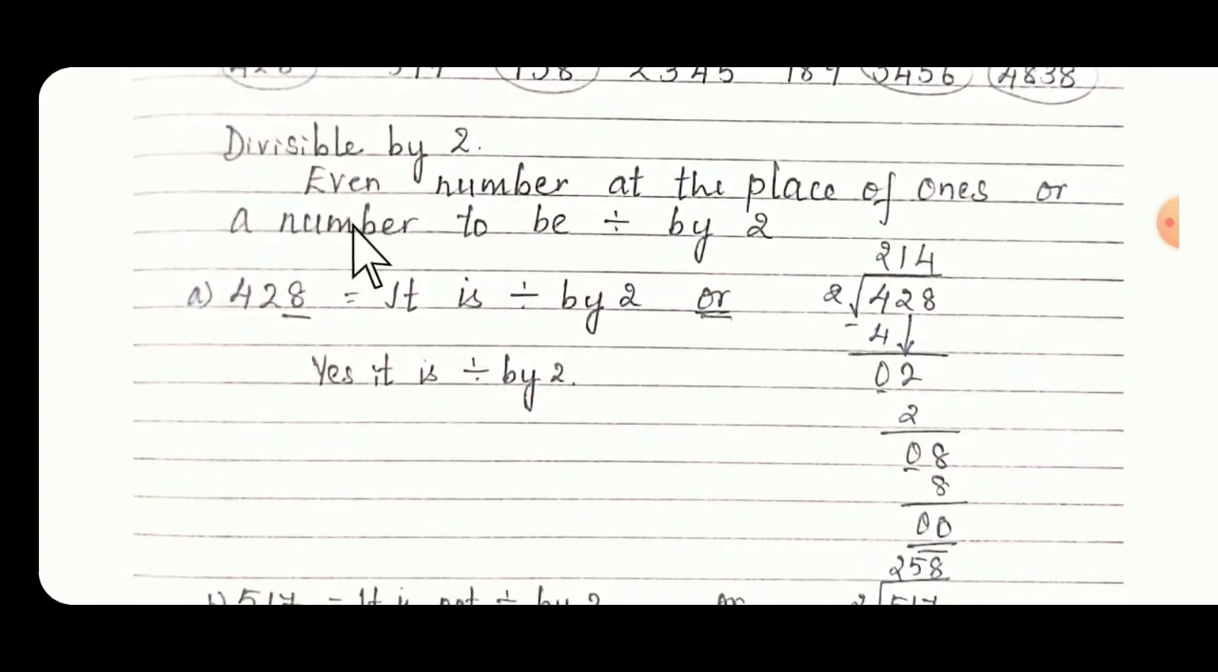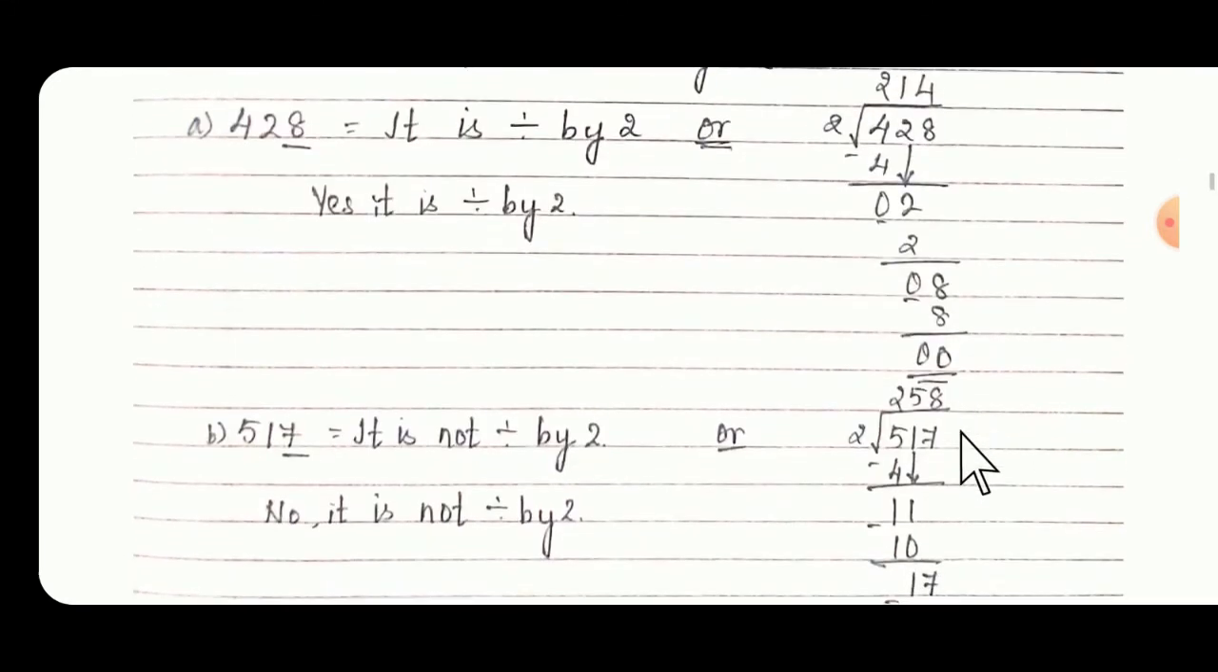What does rule 2 say? An even number at the place of ones means the number is divisible by 2. See, 8 is even, so it is divisible by 2. Or one more method: if you divide and see, you will get the remainder as 0. Then that is the number.